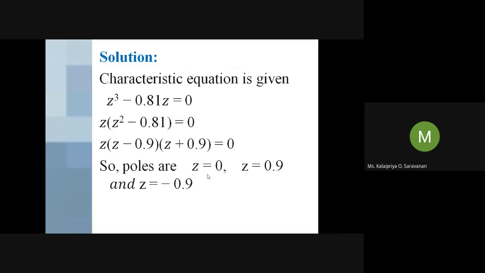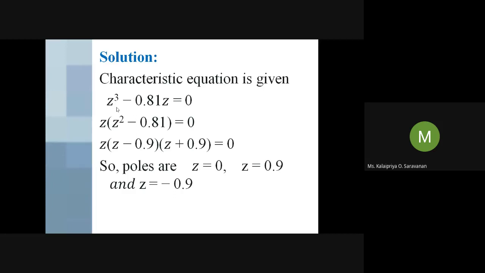So once we arrive at the poles, we will be able to tell whether the system is stable or not. For any system to be stable, all the poles should lie within the unit circle. So if the poles lie within the unit circle, that is, if they have values between -1 and +1, which is ideally a unit circle of radius 1, then the system is called a stable system. Otherwise, it is called an unstable system.